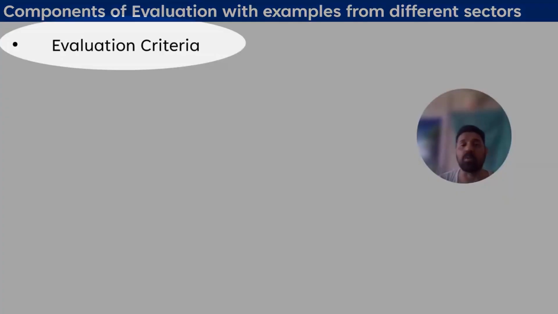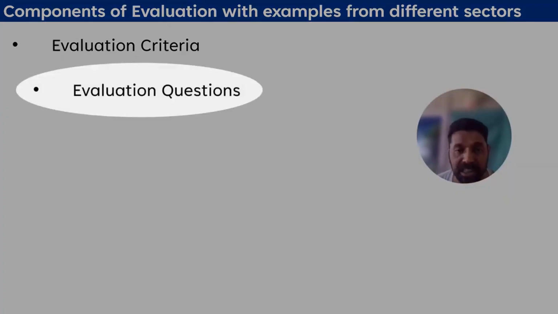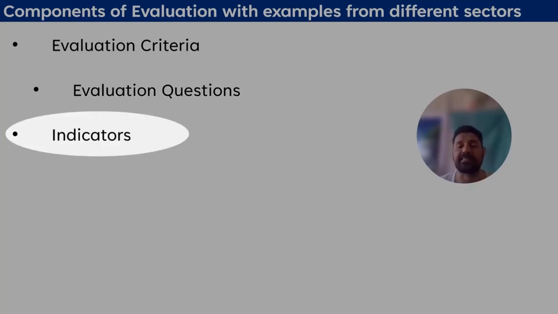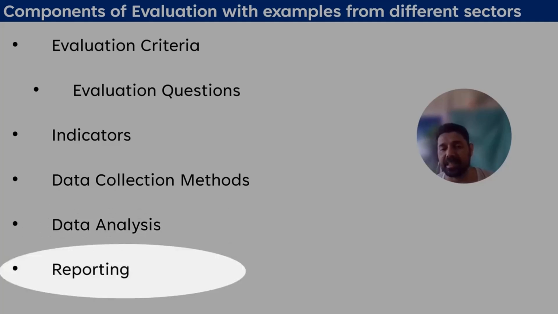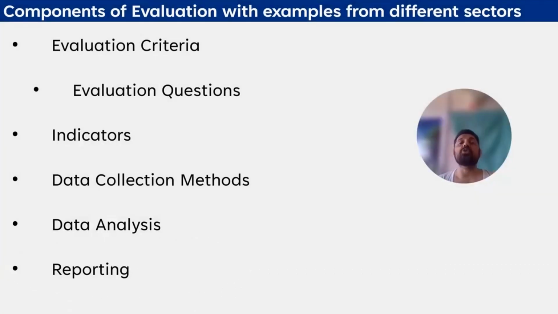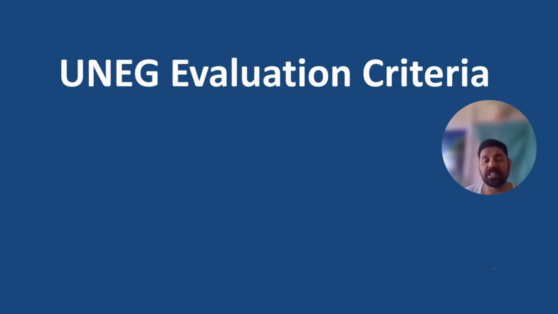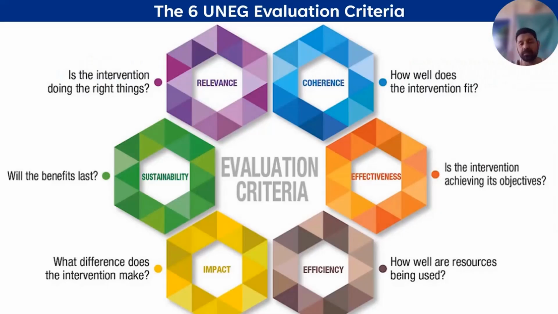The first one is evaluation criteria. Then there are evaluation questions. Then we have indicators, data collection methods, data analysis, and reporting. We will discuss each one with detailed examples from all sectors. First, let's discuss UNEG evaluation criteria, which is very important. You might have seen this before also.